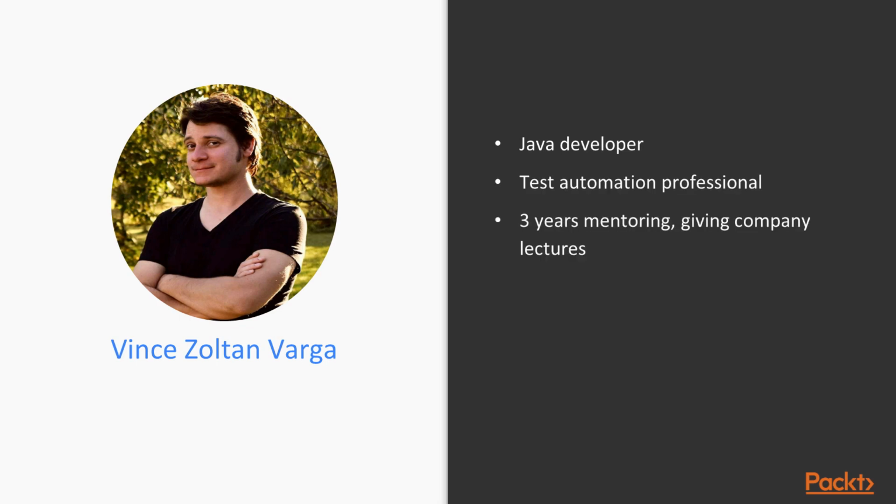My name is Vince Varga. I am also from Hungary. I have started developing in Java 7. I am a test automation professional and I have 3 years of experience mentoring, giving lectures, and preparing my colleagues for IT exams. I have been in and around IT for a decade, as a developer, tester, and analyst. In my current job, I work as a software quality assurance engineer overseeing development processes from start to finish.